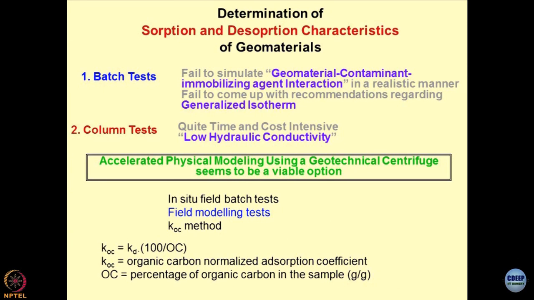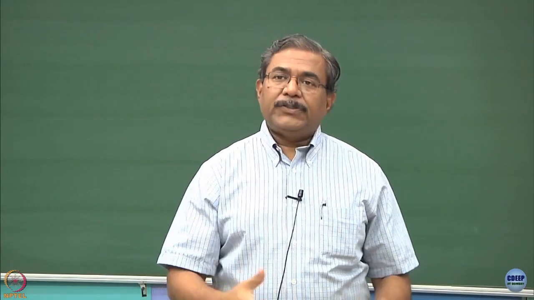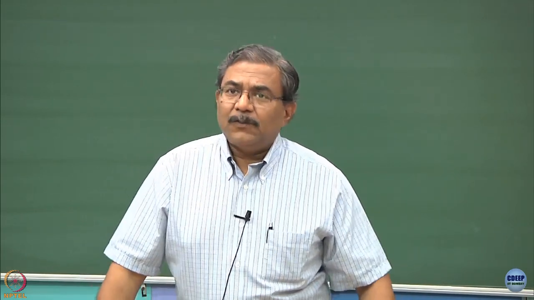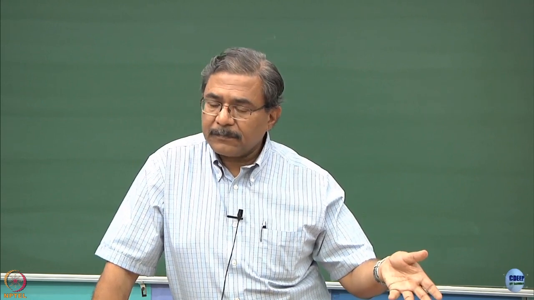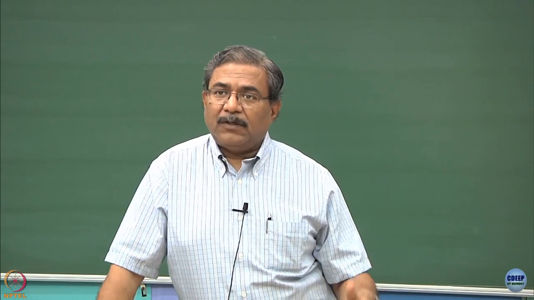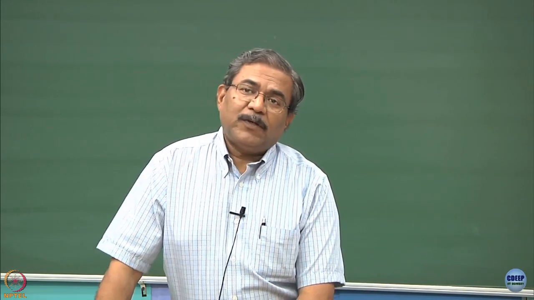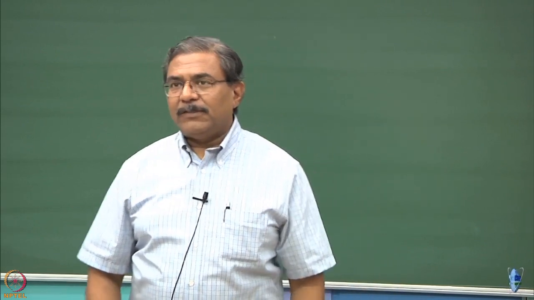So, what people do is they do batch tests and column tests. You make the columns and let contaminants pass through them and then see how much has been sorbed by the soil column or the geomaterial column. Now, this is going to be realistic, because in nature also you have soil beds. But unfortunately, this is a very time consuming process. Why? Because permeation through the compacted soils and geomaterials is time consuming, clear, and extremely expensive. So, this is going to give you a lower value of the Kd. But yes, these are the two tests which you can do.